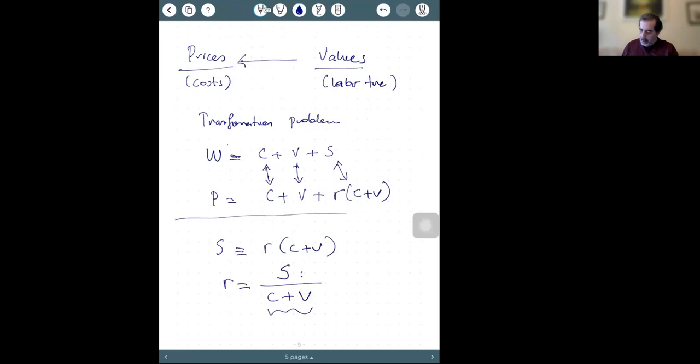Okay, returning to this transformation problem, we have this problem. There's no problem of transforming constant capital and variable capital into their counterparts. But here we have this problem of transforming values into prices. Why do we have such a problem? It starts again with Adam Smith. Here, the problem is this.